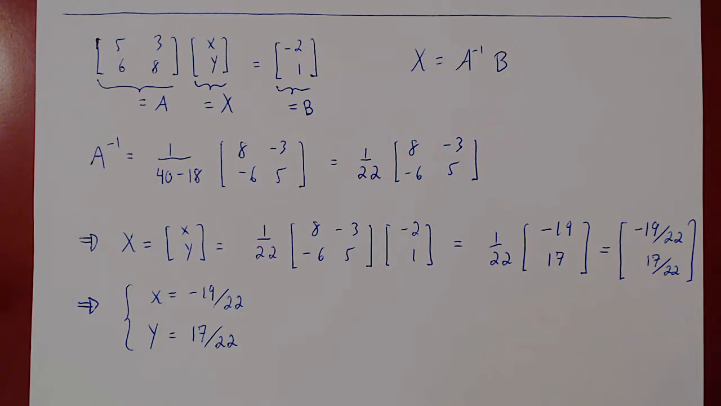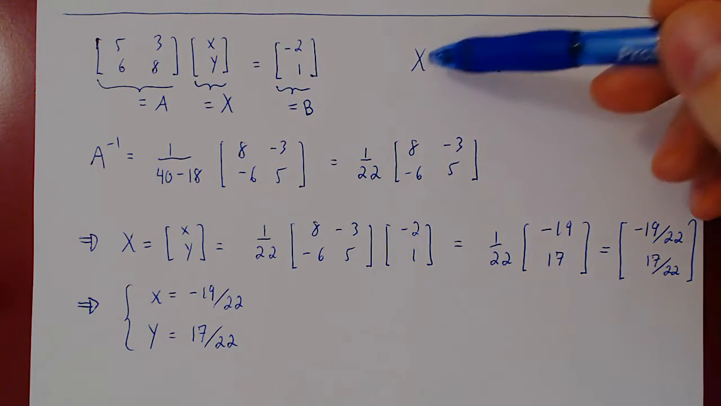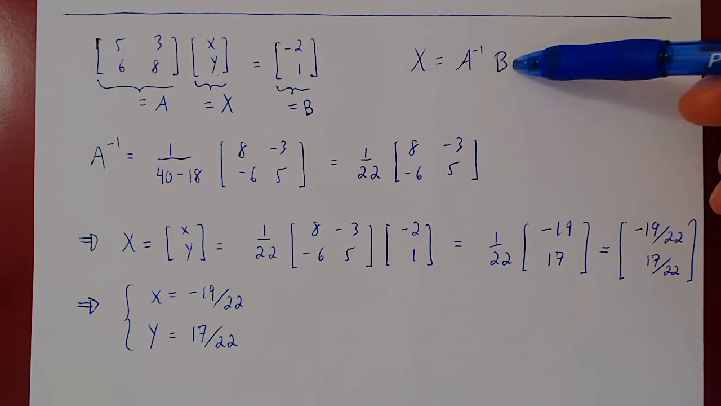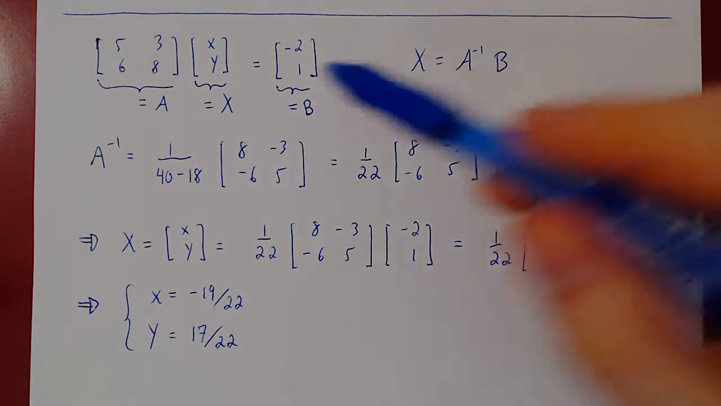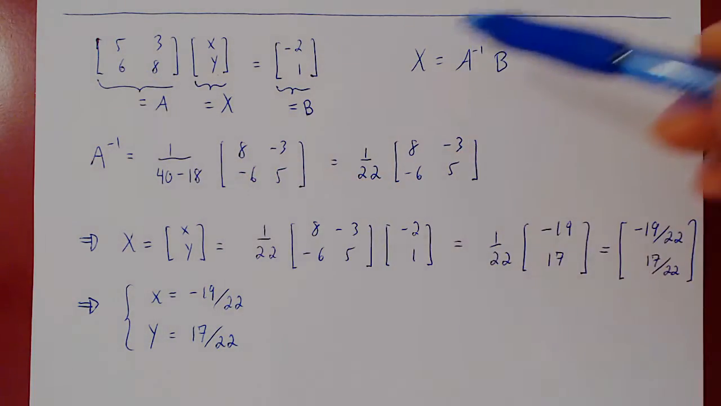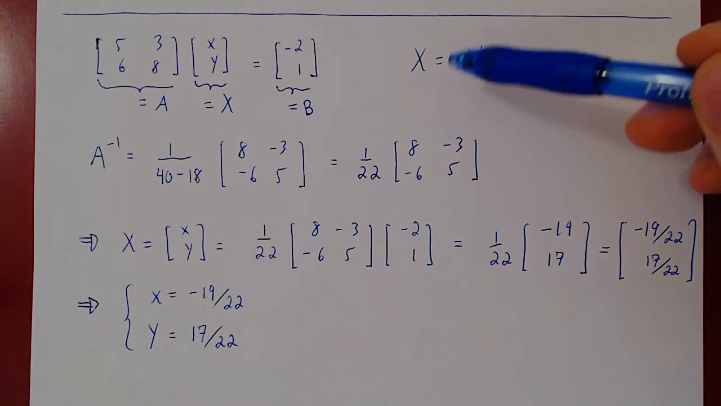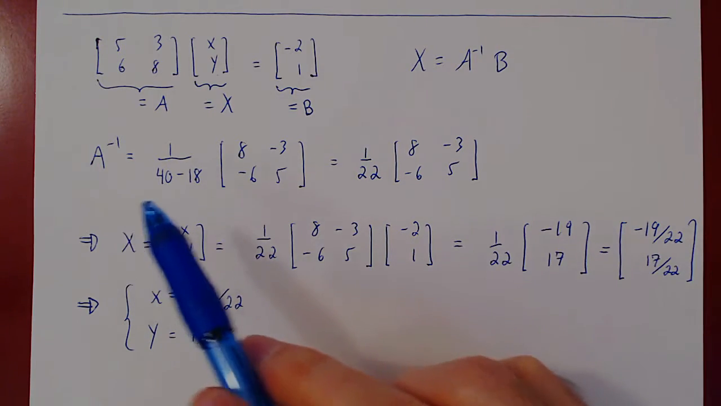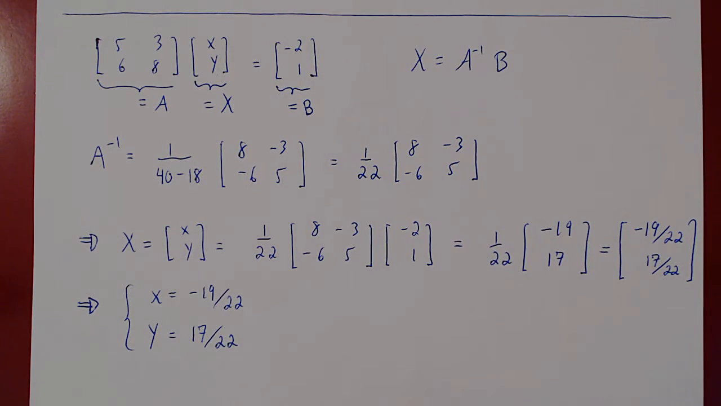And that's it. If you had a larger square matrix, the only difference, X would still be A inverse times B as long as the matrix A is an invertible square matrix. The only difference is you wouldn't find A inverse using the shortcut formula, but you would find A inverse using row reduction. That's it.